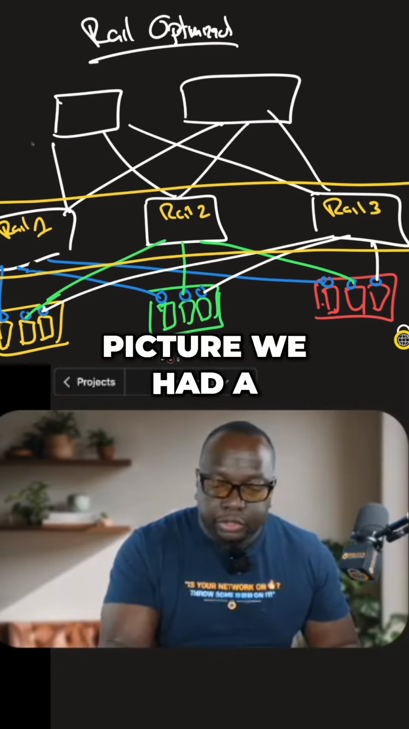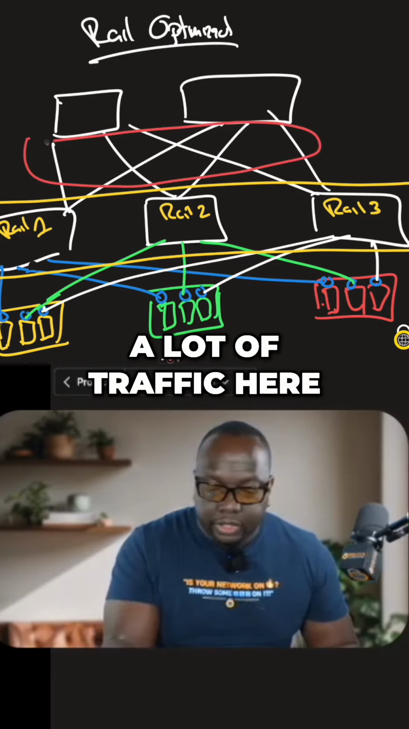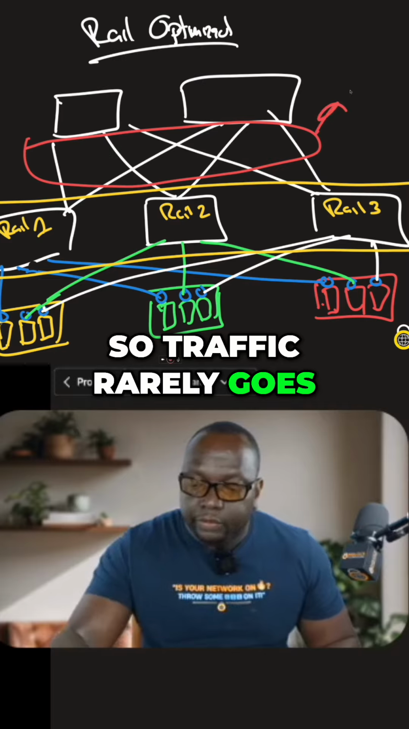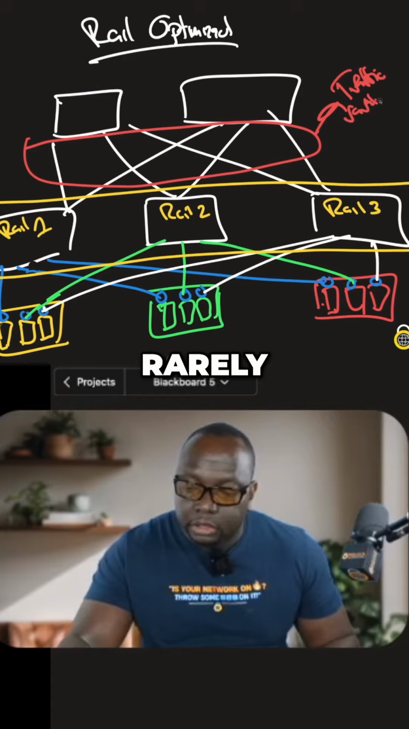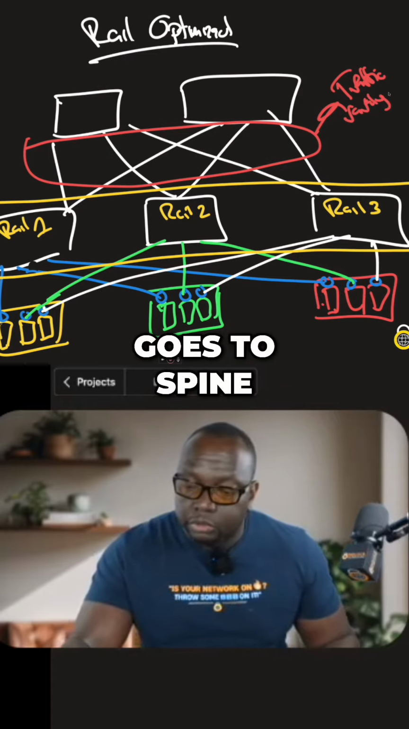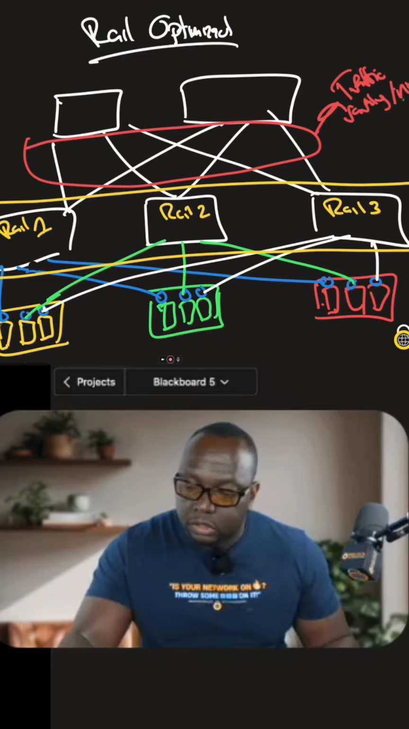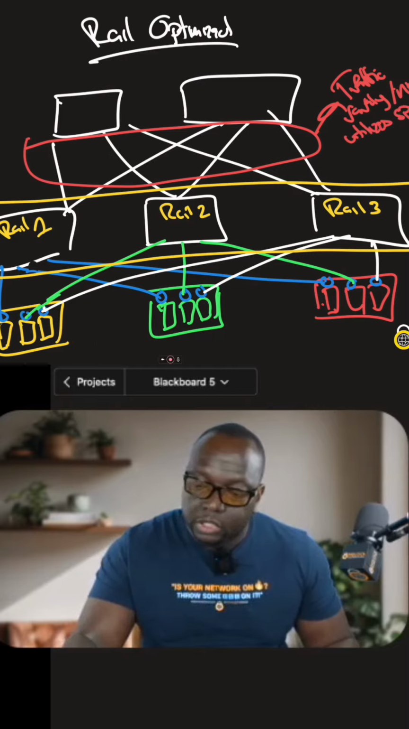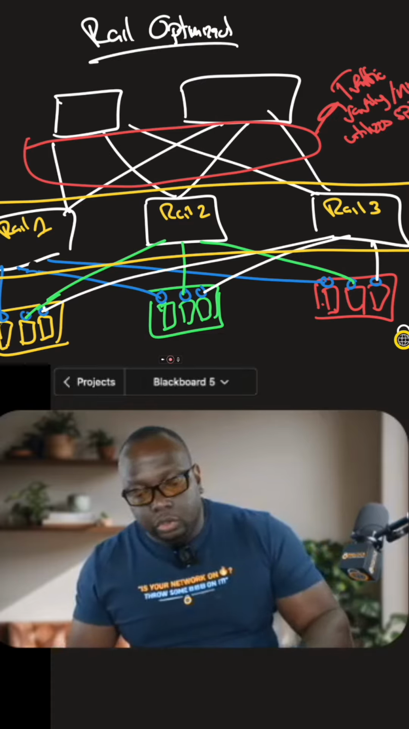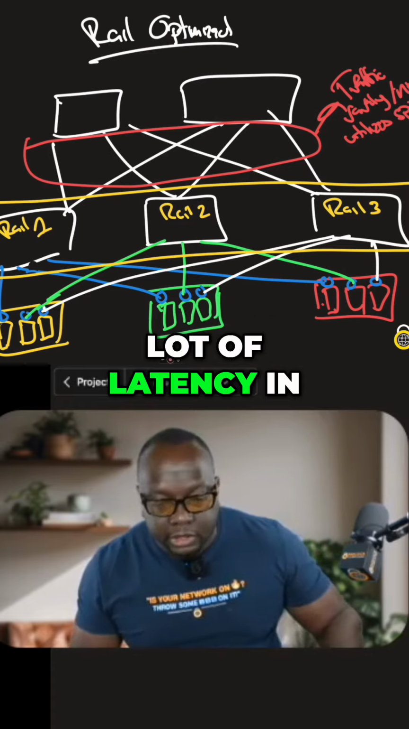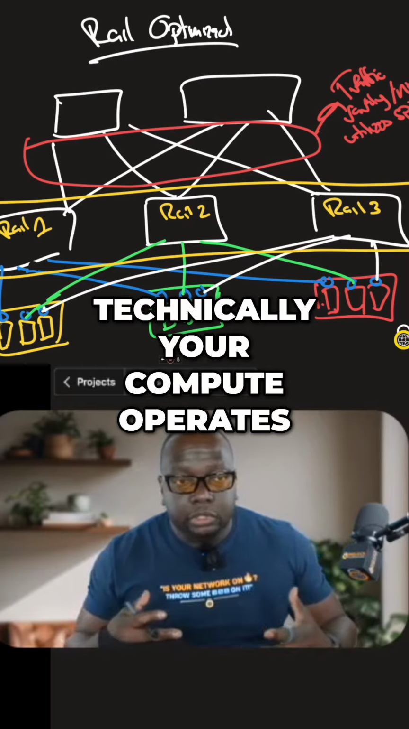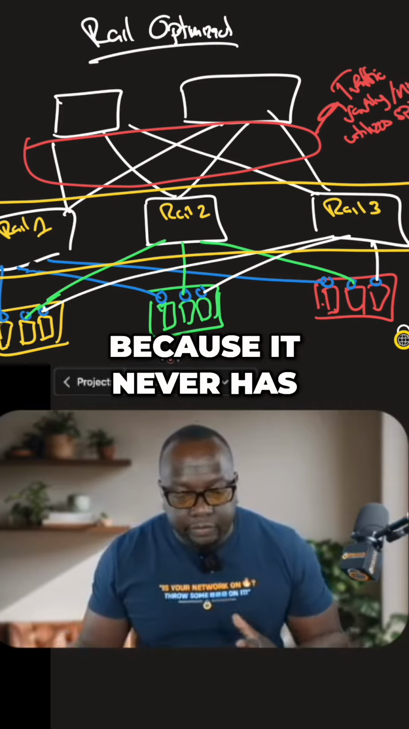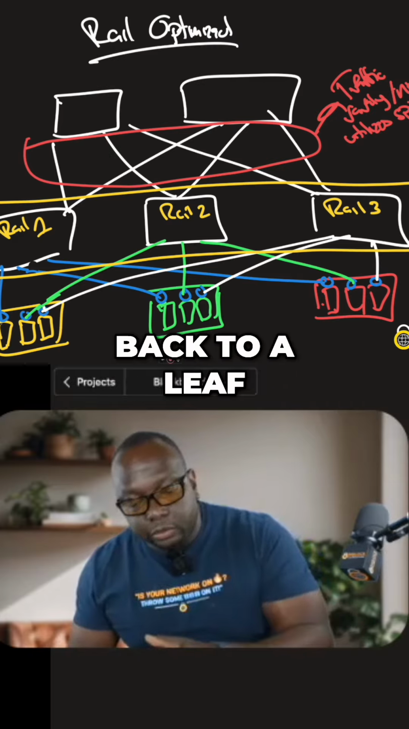Remember in the last picture, we had a problem with a lot of traffic here, right? So traffic rarely goes up to the spine. In this example, it rarely, slash never, utilizes the spine, right? So that means you're not introducing a lot of latency in this design, which makes your compute operate a lot faster because it never has to go to the spine, back to a leaf, and down.